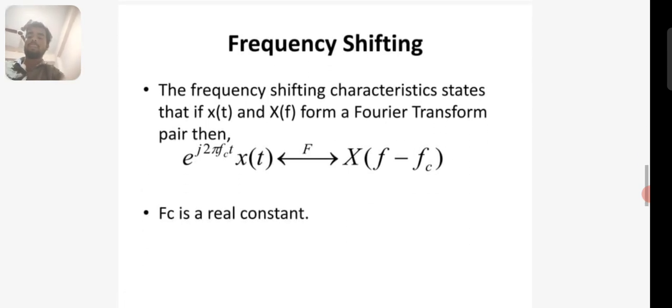Frequency shifting. The frequency shifting characteristic states that if x of t and x of f form a Fourier transform pair, then e power j 2 pi fc t into x of t is equal to x of f minus fc. Fc is a real constant.